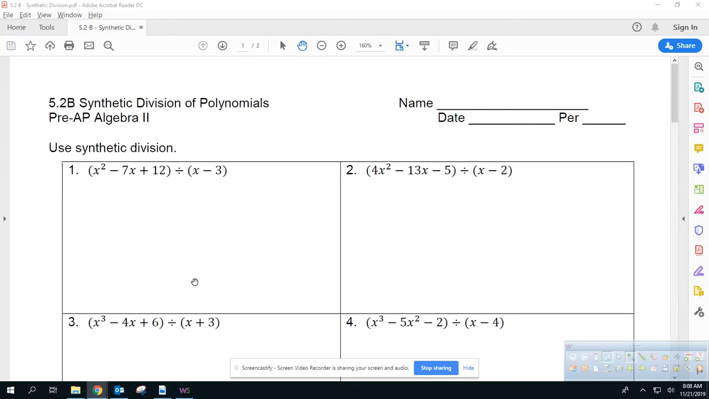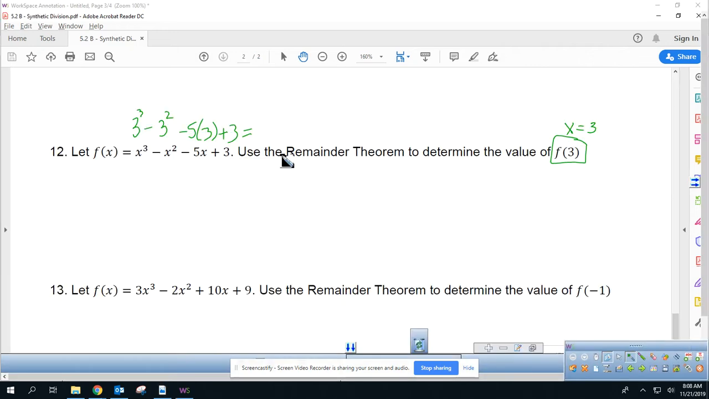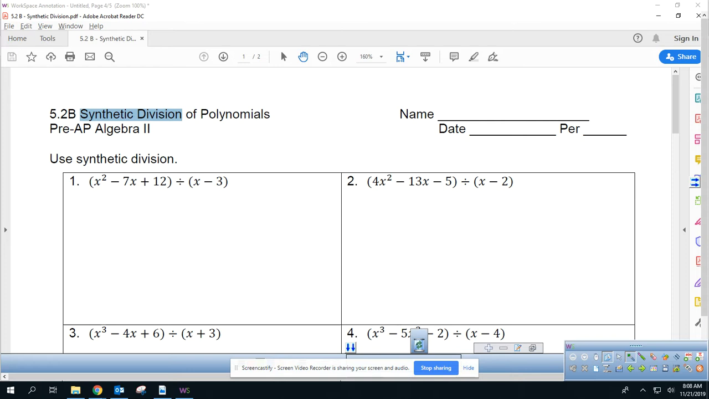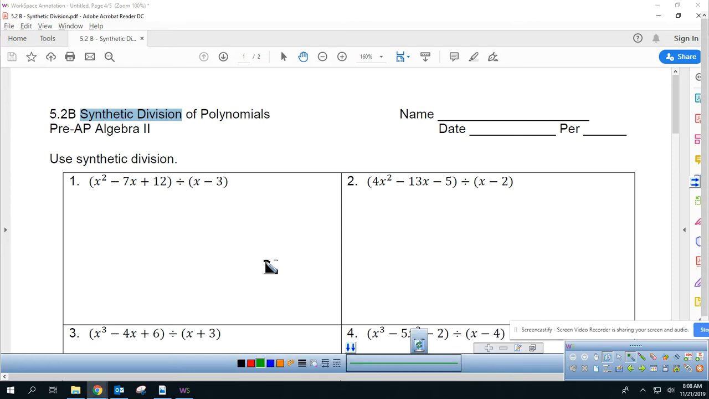And we're going to talk today about what's called synthetic division. Synthetic division gives us the exact same answers as long division, but it's done in a much faster, more economical way. Okay, so the way we do synthetic division is first we must have a linear factor.